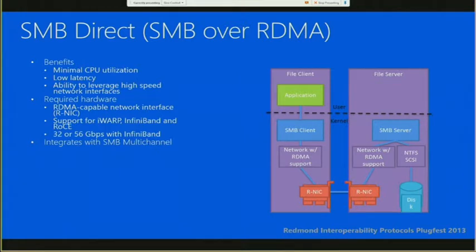What's the required hardware? Of course, you need an RDMA capable network interface, whether that's an InfiniBand card or an Ethernet card that supports RoCE or iWARP. In-house, we did most of our testing with InfiniBand just because of the availability. 32 and 56 gigabit, that's QDR and FDR InfiniBand. It also fully integrates in multichannel, meaning you have, let's say, two dual port cards in each server. You can actually transfer data on all four links simultaneously.